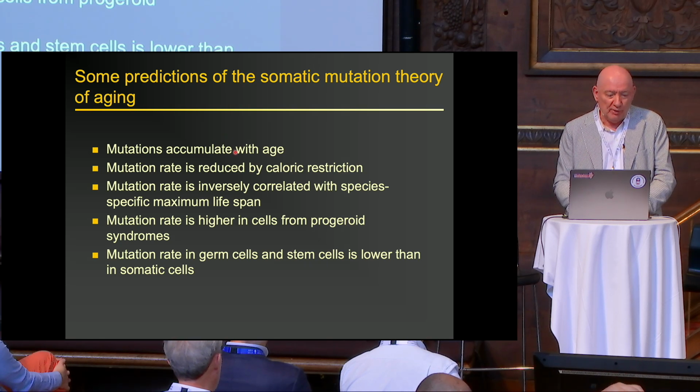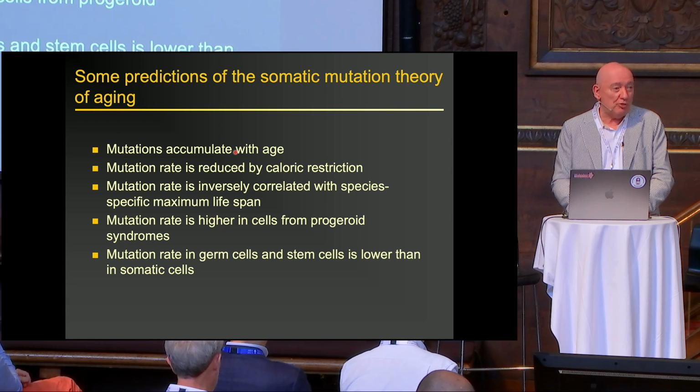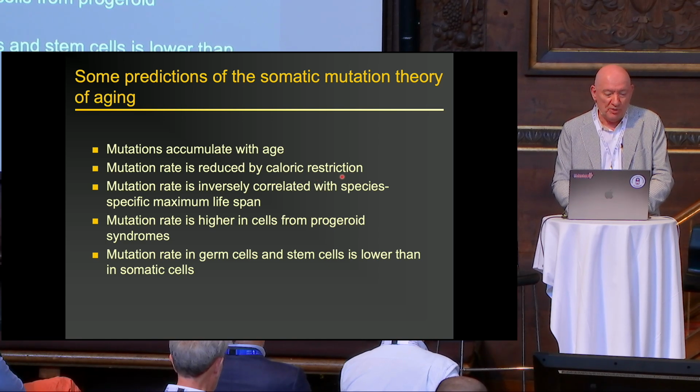So first, of course, you want to see that mutations really accumulate with age in human and animal tissues, no? Second, everybody is always talking about this, and I get these questions, that's why I put them on the list here. Does caloric restriction reduce mutation load? That's what people always ask me. Second, can you see that very long-lived species have cells that have a very low mutation rate, and rapidly aging species, the other way around, have a high mutation rate?